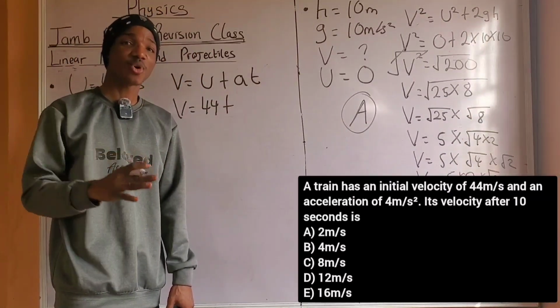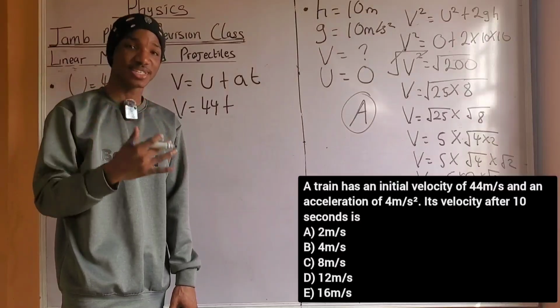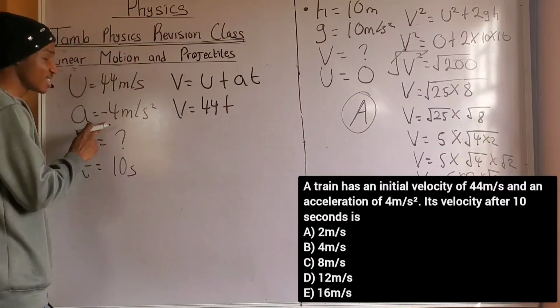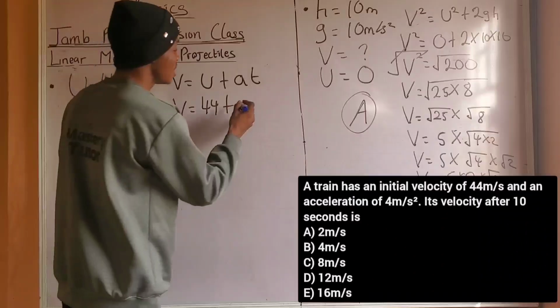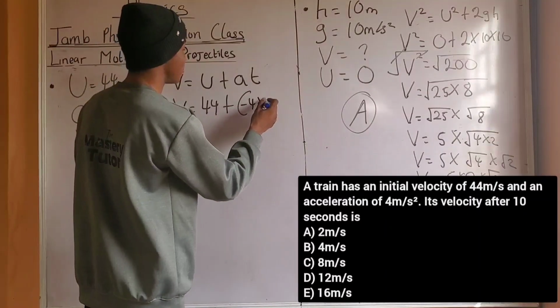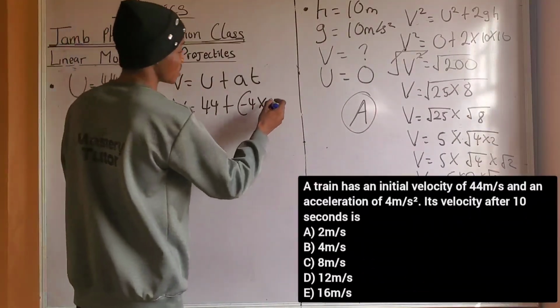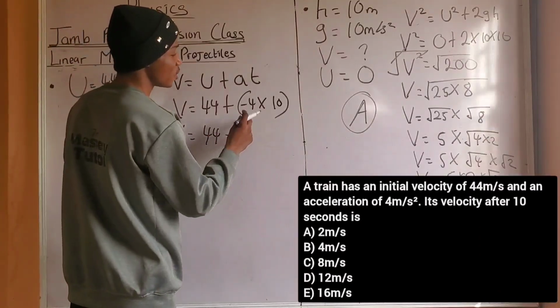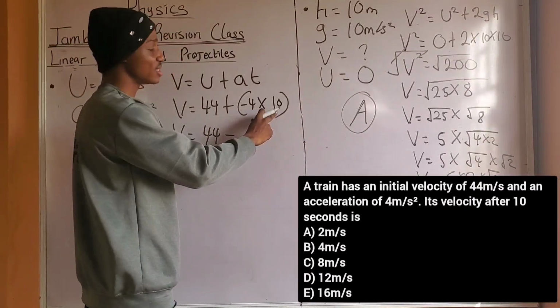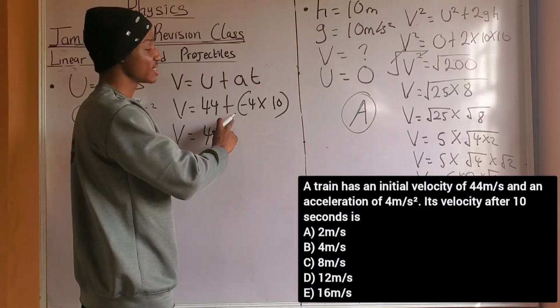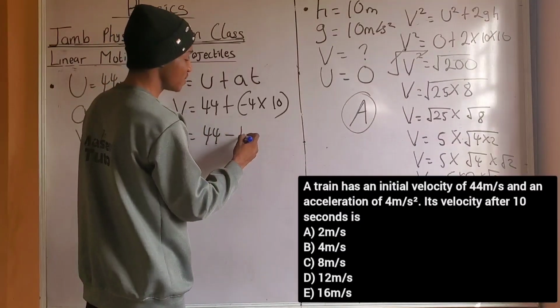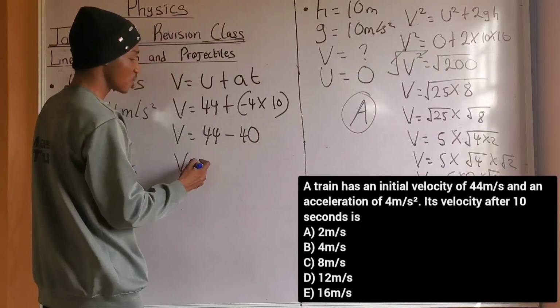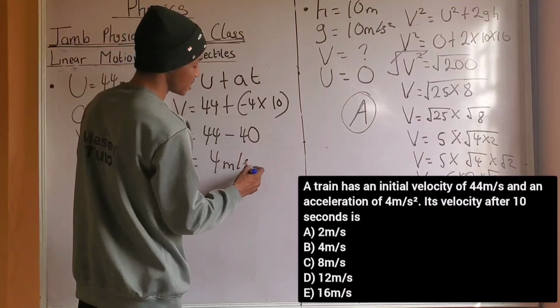Are you getting it? Because the speed is decreasing, the acceleration here will be negative. So I'm going to have minus 4 multiplied by the time, which is 10 seconds. So V will be equal to 44 minus 4 times 10, which is negative 40. Plus 1 times negative 40, that is negative 40. So I'm going to have V equals 4 meters per second.